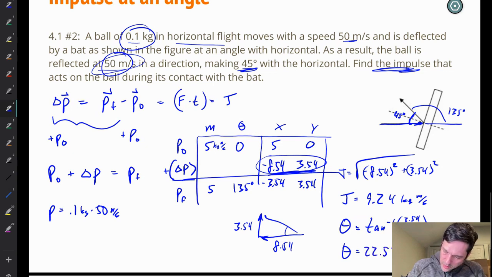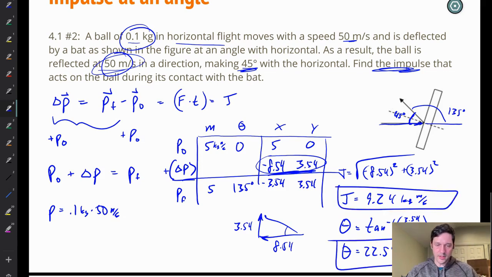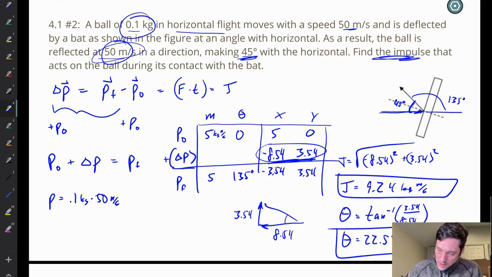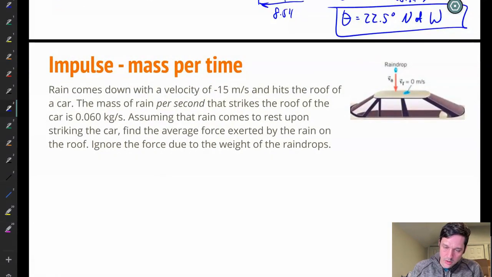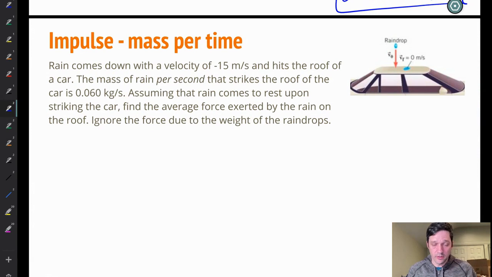22.5 degrees north of west. That is the impulse. And our final consideration for impulse is an interesting take on how to approach this.